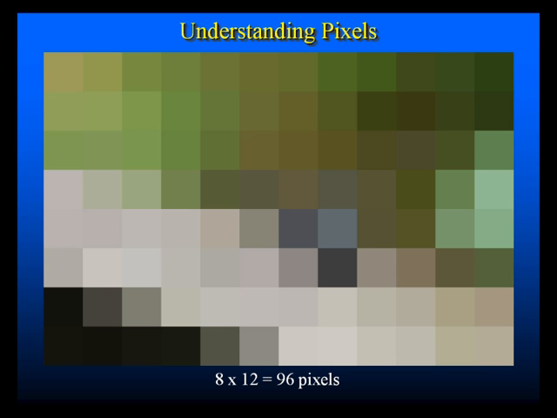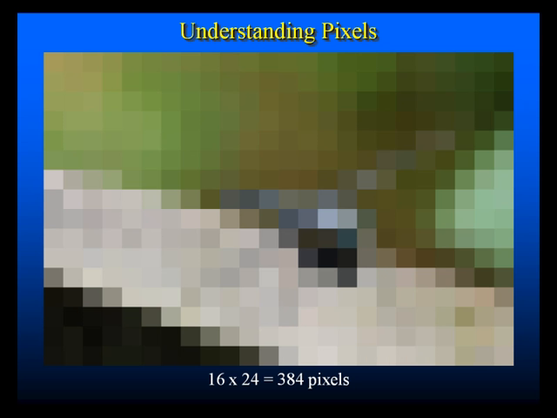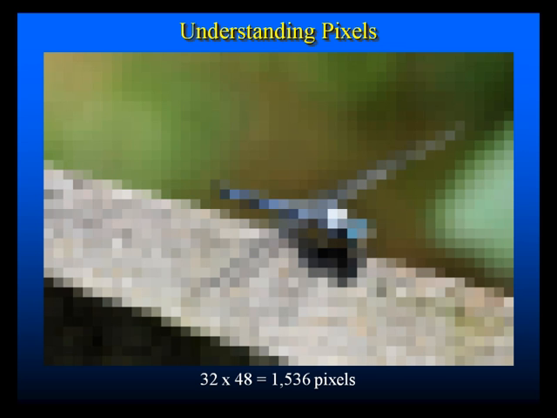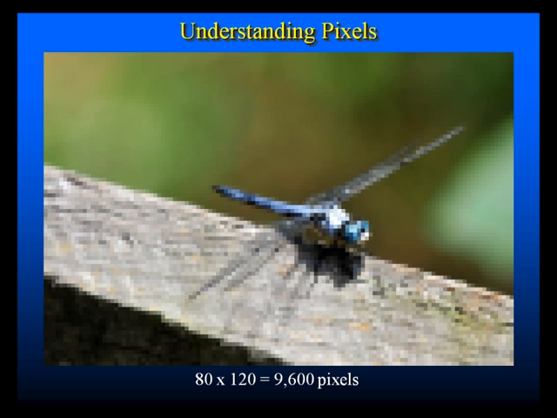If I take it up to 8 by 12, still looks like a grid of squares. If I go to 16 by 24, the squares are getting smaller and different colors are coming out, but you still have no idea what the image is. If I go to 32 by 48, I'm up to 1500 pixels, but again, hard to know exactly what that is. If I go to 80 by 120, now you can recognize that at least I'm dealing here with a dragonfly on a piece of wood, but it still looks very blocky.